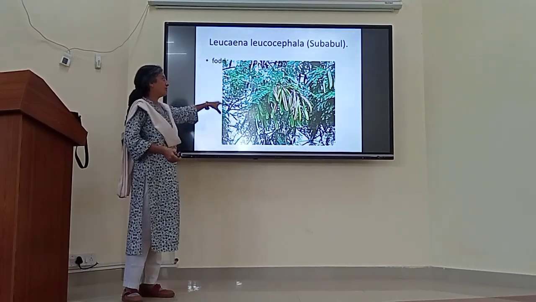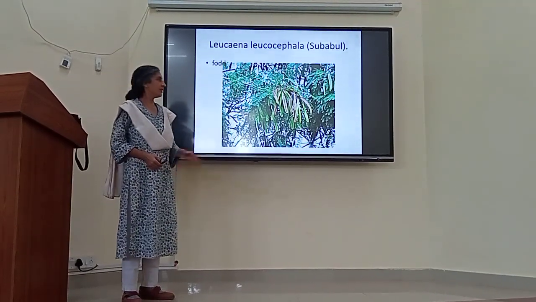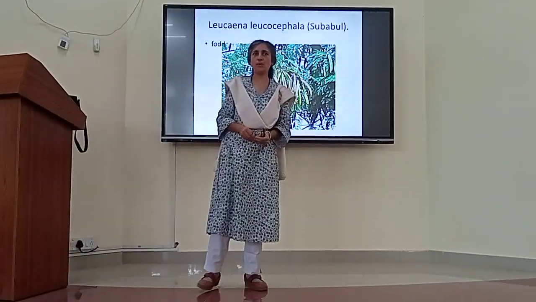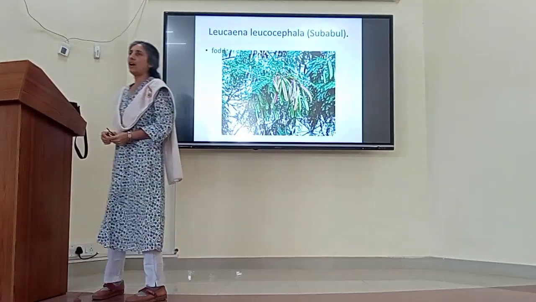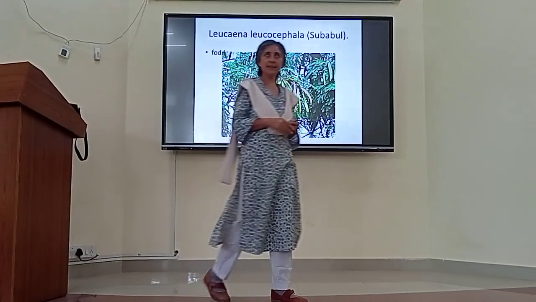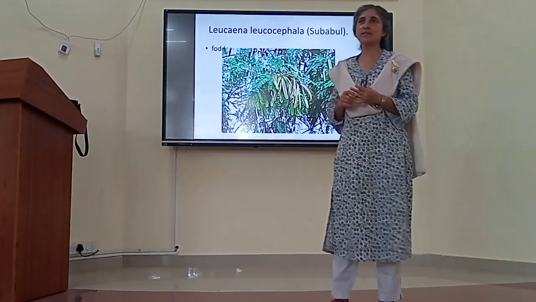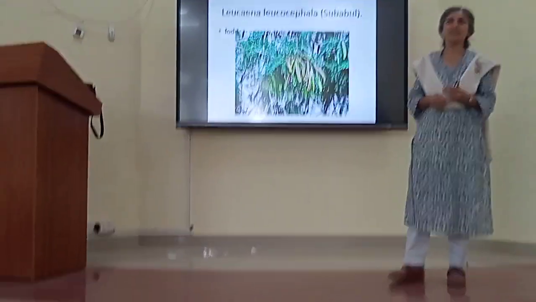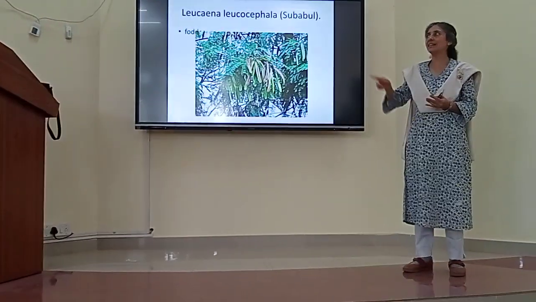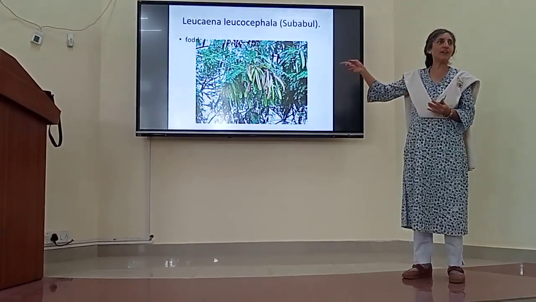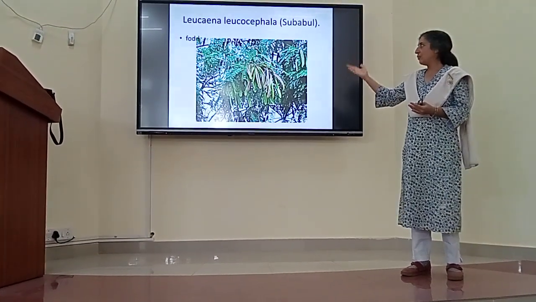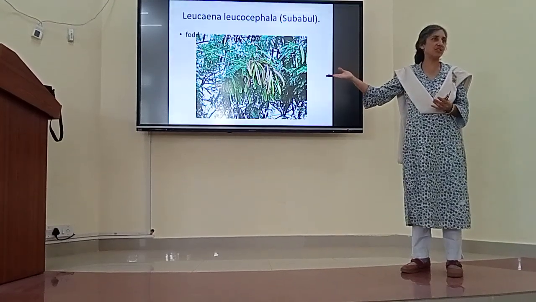So Leucaena leucocephala is called subabul. Subabul is one of the fodder species. You can give it to the animals for food. Now the farmer who has healthy animals, a larger number of animals, quality milk production, quality animals, different breeds, you will see that that farmer has more fodder species in his farm or village compared to a farmer who may have only one variety of fodder species.